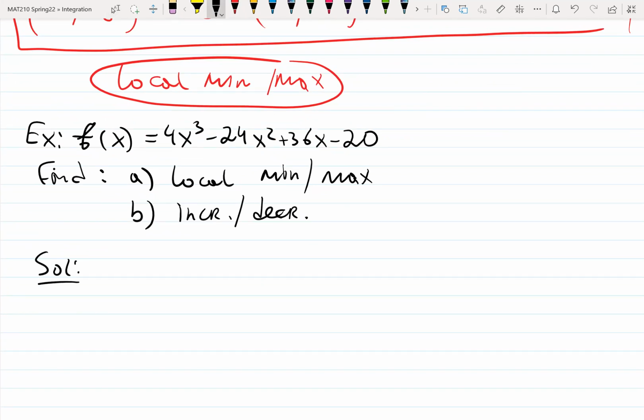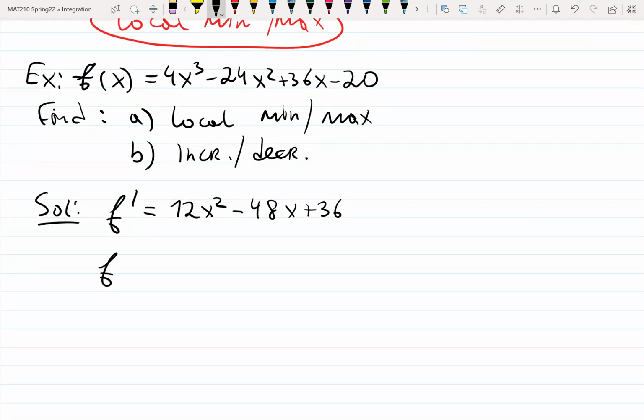Solution. Step 1: always start with the derivative, 12x squared minus 48x plus 36. Find the derivative. Step 2, find critical points. Set it equal to 0, that's a quadratic equation. You can divide by 12 here. It will be x squared minus 4x plus 3 equals 0. Divide by 12, so it became a little bit easier.